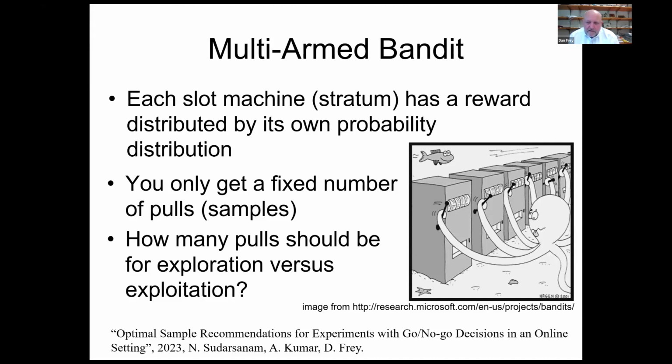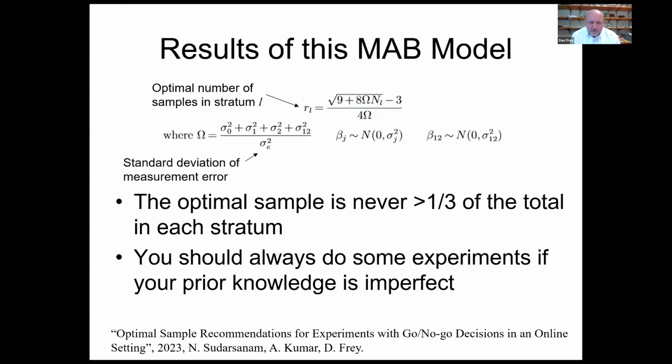And so you might decide to do this in 2 different phases. One for exploration to decide which are the best machines, and one for exploitation to just pull the arms of the better machines. And you'd have to decide how much of your effort should be in the exploration phase versus the exploitation phase. And in exploring this, we wrote some theorems, and we found that the optimum number of samples in any particular stratum, which is like one of the slot machines, is given by the following formula.